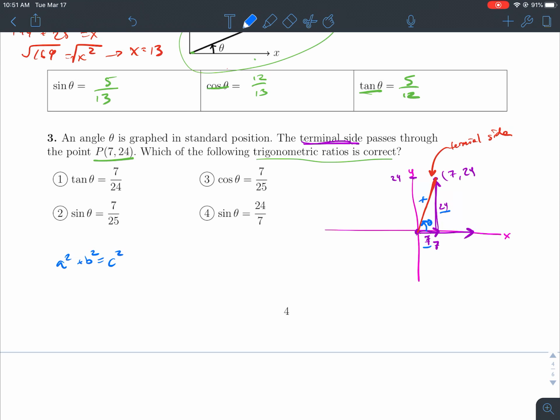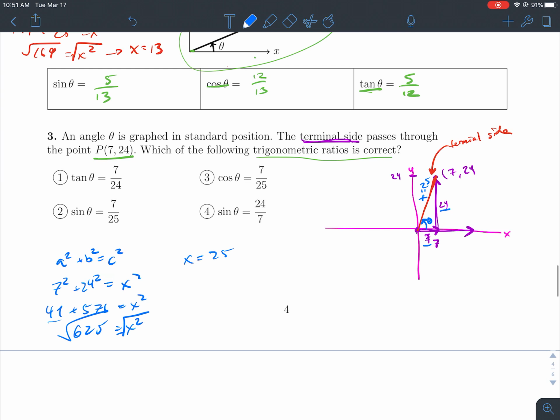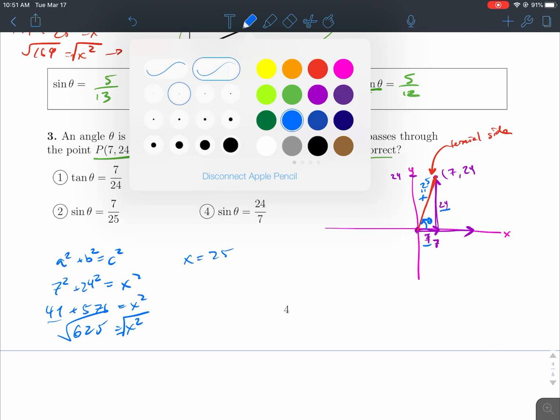So we're going to do a squared plus b squared equals c squared. 7 squared plus 24 squared equals x squared. 49 plus 576 equals x squared. 49 plus 576 is 625, equals x squared. Take the square root of both sides. x is equal to 25. And if you're wondering how I did that so fast, I just have it memorized. This is a really common set of numbers, and I didn't actually add those that fast. I just knew what it had to come out to, so I cheated a bit. But we know the hypotenuse is 25 now.